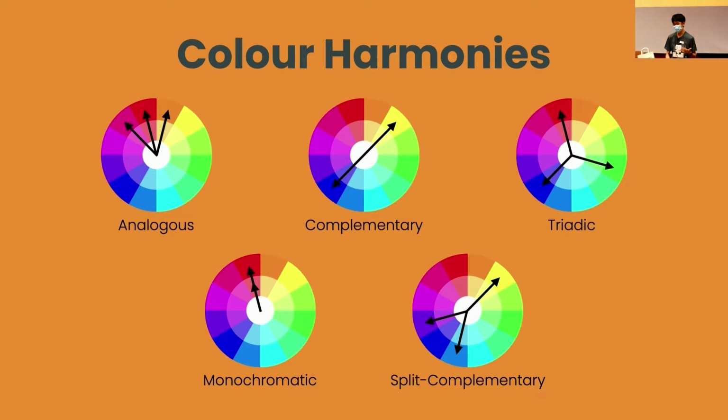So there are different color harmonies. You can use this when you're picking a color palette for your design, because you want to stick to a consistent color palette and theme in your design. If you pick colors from everywhere, then your design will also look very messy.